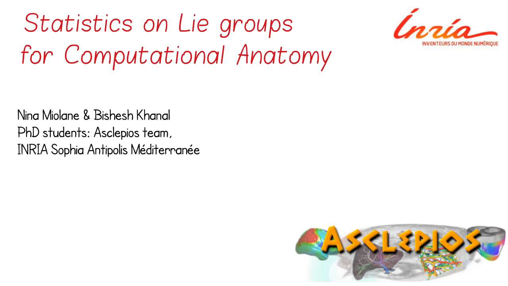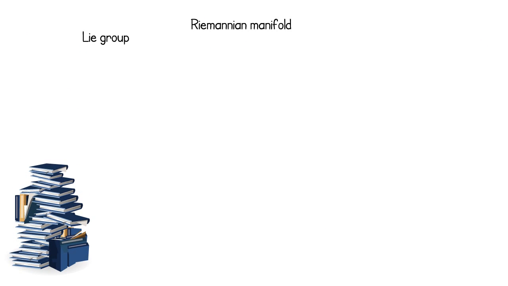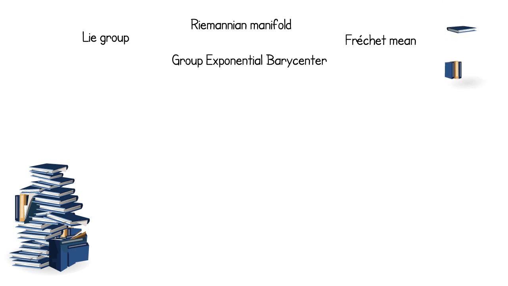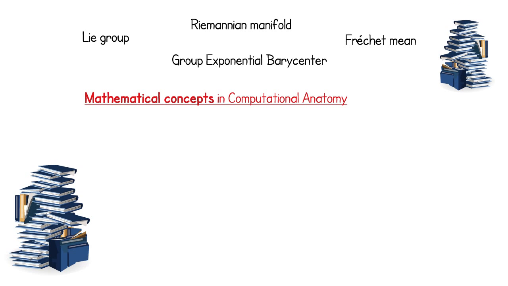Statistics on Lie groups for computational anatomy. Lie group, Riemannian manifold, Fréchet mean, group exponential barycenter. What do those terms represent? Isn't it possible to explain them without mathematical axioms? And why do researchers use them?